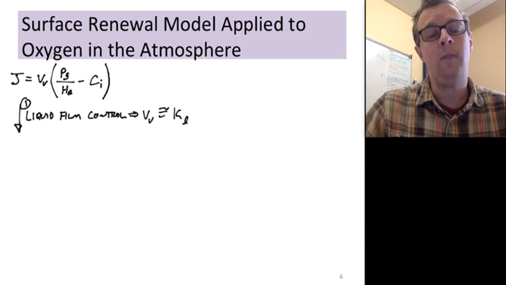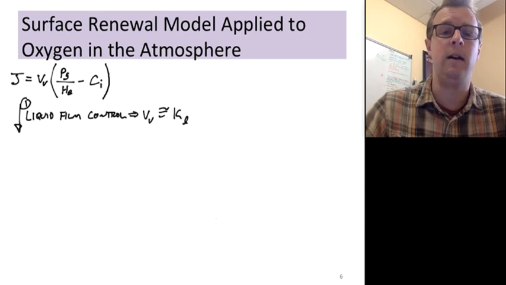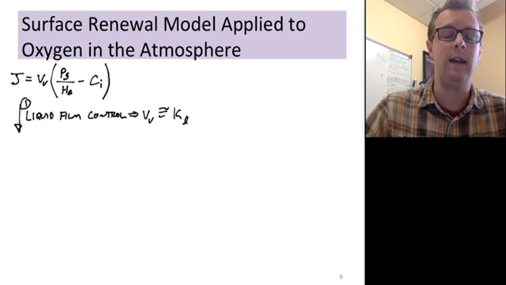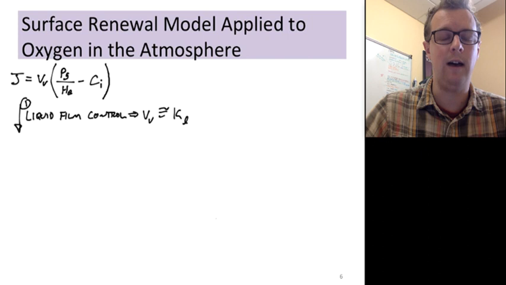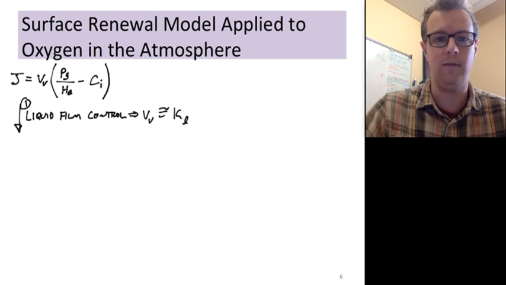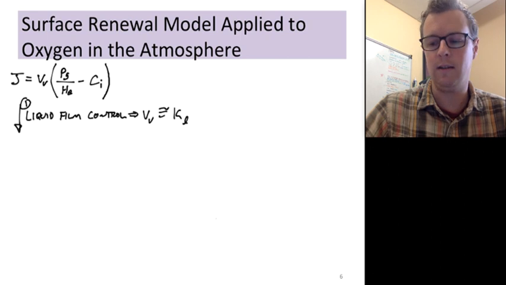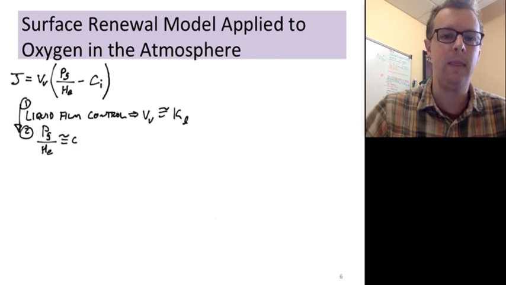Now, we're going to make a couple of assumptions here as we think about oxygen. One is that we're going to have liquid film control. So we're not going to have gas film control. And this is because oxygen is so massively abundant in the atmosphere, and because its Henry's law coefficient shows us that it's rapid to move across the interface. So we'll assume that net velocity is the mixing velocity for the liquid film.